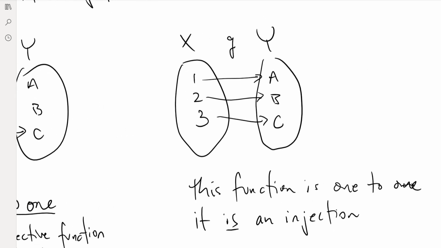Just to clarify a subtle distinction here, let me add in one more range value, d, that's not being mapped to. So this is not a surjection, because that value d doesn't have any values mapping onto it. So it is one-to-one, but it is not onto. It is an injection, but not a surjection.